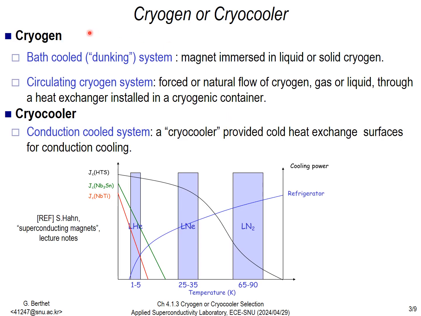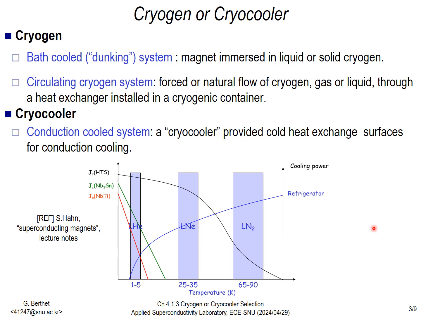The cryogen-cooled system can be divided into two categories. The first one being the dunking system, where the system is just immersed in liquid or solid cryogens. The second one is the circulating cryogen system, where a flow of cryogen goes through a heat exchanger installed in a cryogenic container. On the other hand, cryocoolers provide a cold heat exchange surface to cool the system through conduction.